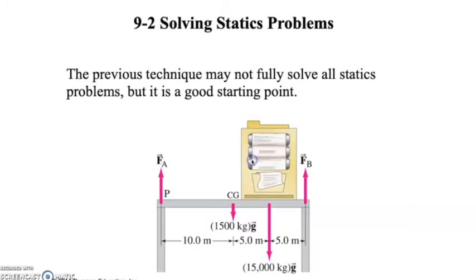Then, of course, solve. So our previous technique may not fully solve all statics problems, but it's a good starting point. So we have this object on this table, right? We got two forces on these legs pushing upward to hold this table. We got the mass of our object and the table going down, but this object's not centered on the table, it's over to the side, so we have this going down this way. And you can see we have a lot of different things going on here with this CG being the center of gravity, okay? So we have to think about all these different things when we start to solve statics problems.